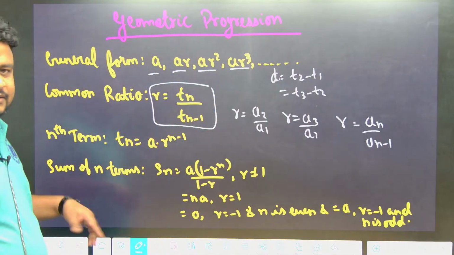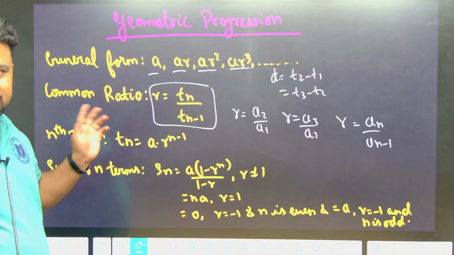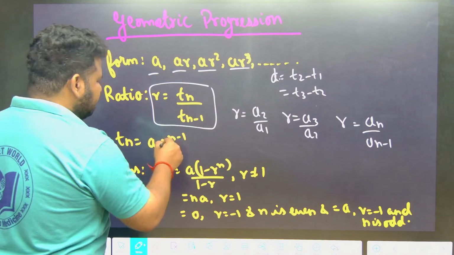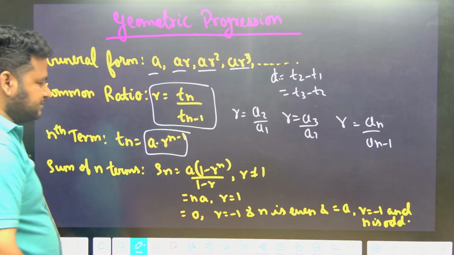The nth term, there you used to write it as a plus n minus 1 into d. Here it is a into r to the power of n minus 1. That is the nth term.